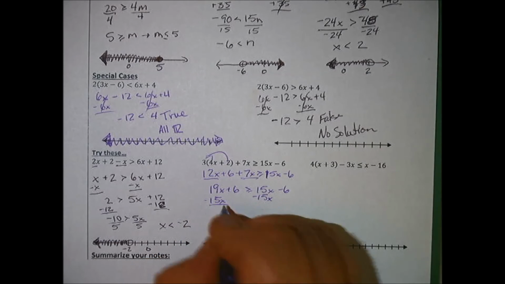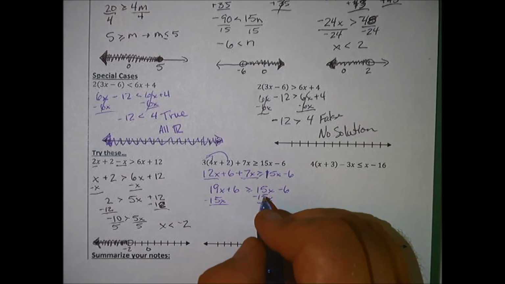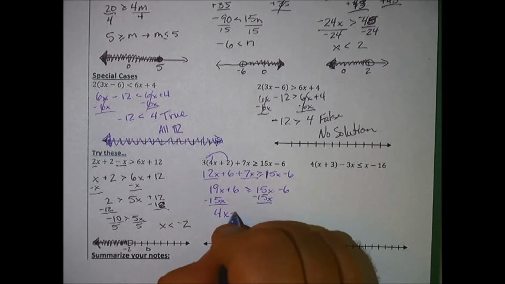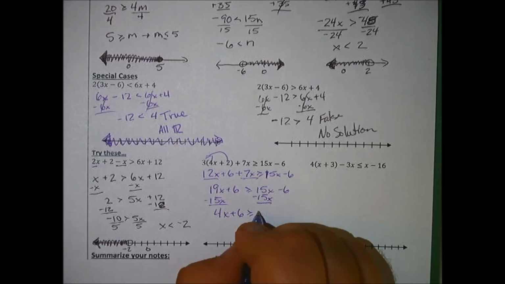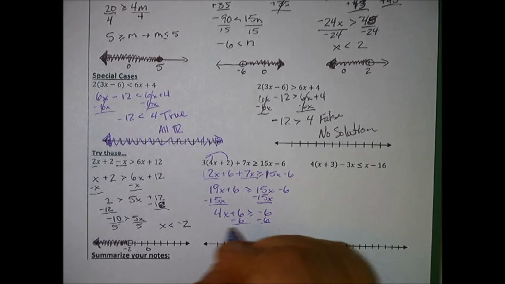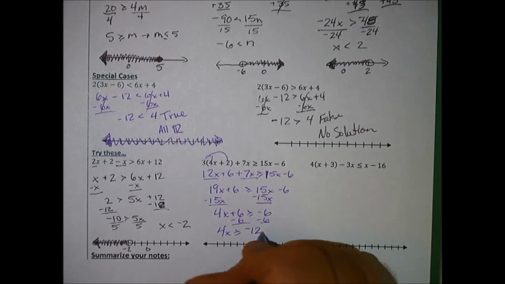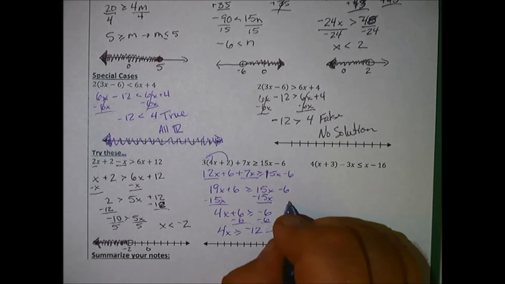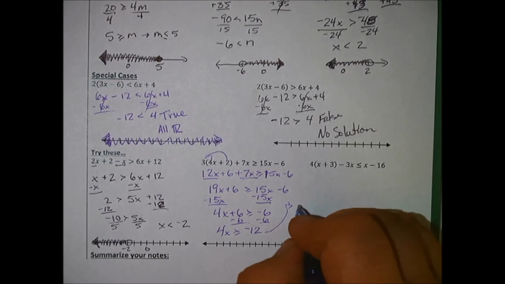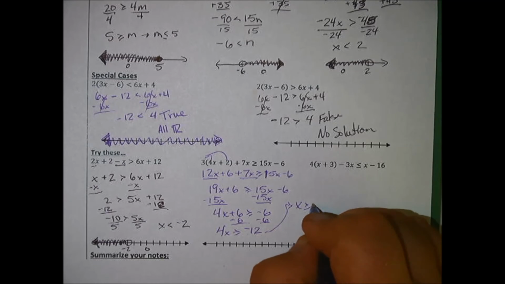Again, if I would have subtracted 19, I would have had a negative number, and I don't like negatives. So that'll be 4x plus 6 is greater than or equal to negative 6. I'll subtract 6 from both sides, and 4x is greater than or equal to negative 12. I'm going to continue it up here a little bit. I'm going to divide by 4, and I'll have x is greater than or equal to negative 3.